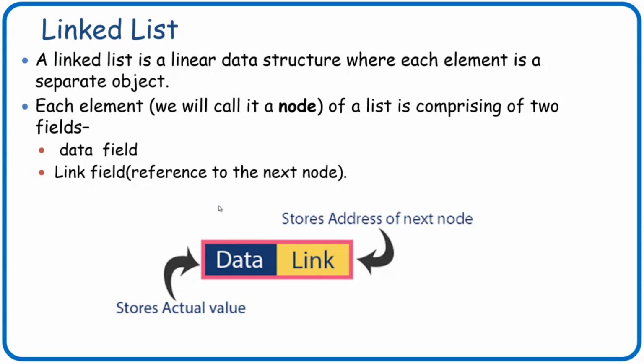Now let's go in detail to the linked list. A linked list is a linear data structure where each element is a separate object. Each element, we call it a node. Each element of a list comprises 2 fields. One is the data field and the other one is the link field. The data field stores the data and the link field stores the address of the next node.